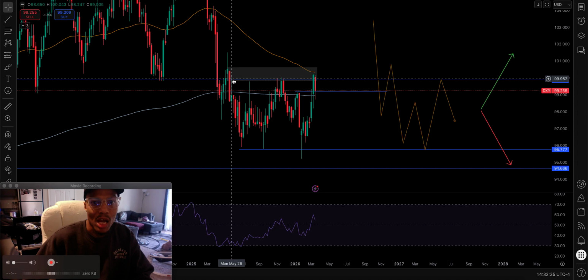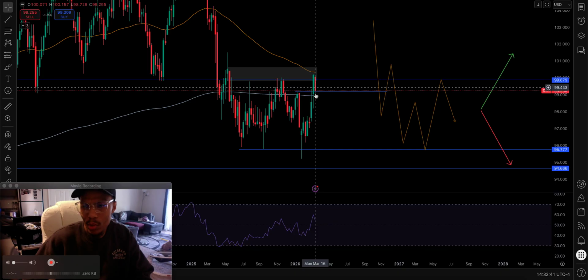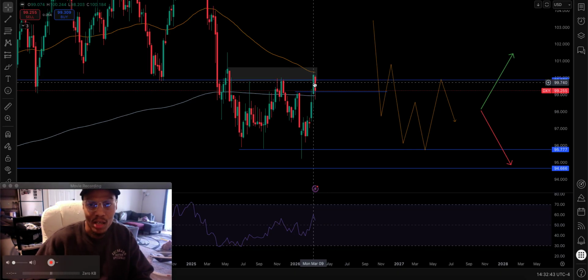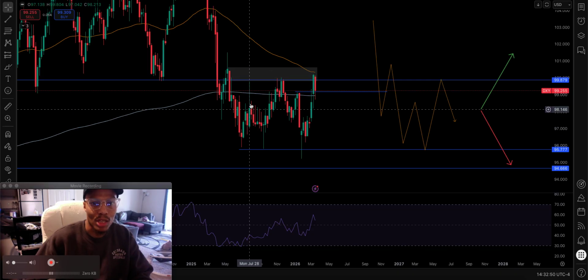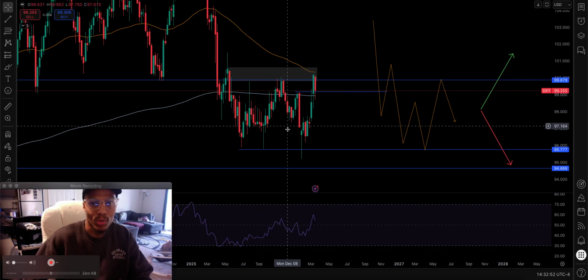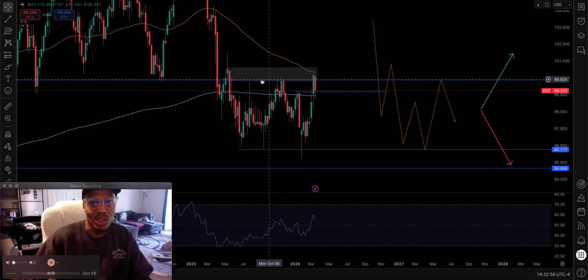So as you can see, every time we come up to this level right here, this 99.879, every time we come to this resistance level, we can see how price continues to push down. Came down, pushed down, came back into it, pushed down again, came back into it and pushed down again. So this is becoming a key resistance level, right?